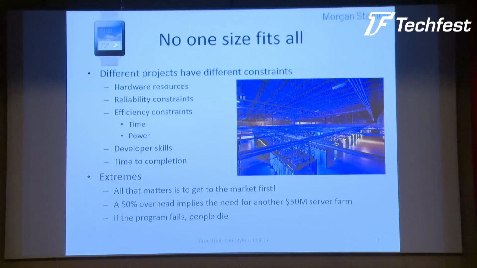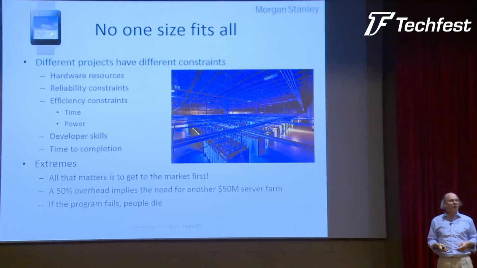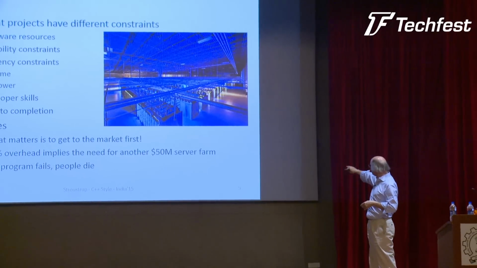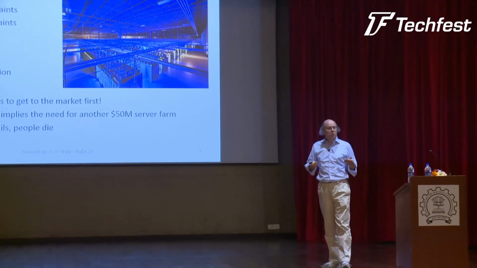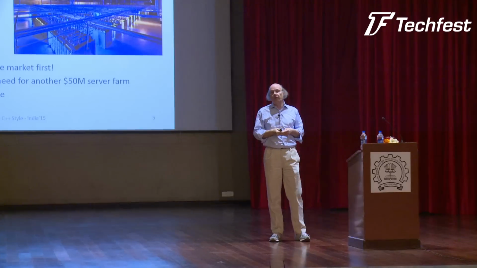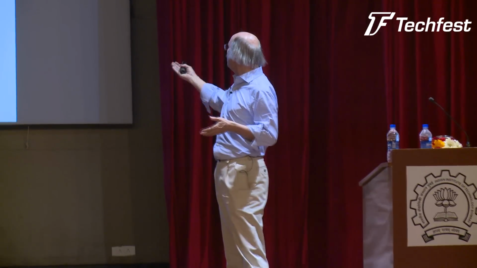And at the extremes, all that matters is to get it out. Bugs don't matter. The other thing is that if you have 50% overhead, you have to buy another server farm. Another server farm costs about 50 to 60 million US dollars. And it takes a lot of energy to keep it running. Really, electricity like a small city. And then there's the light and things.